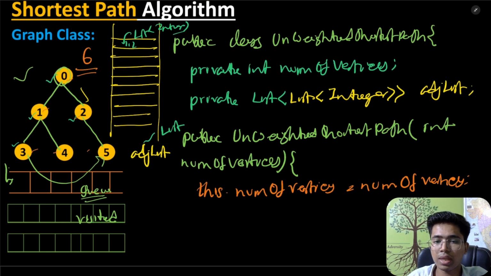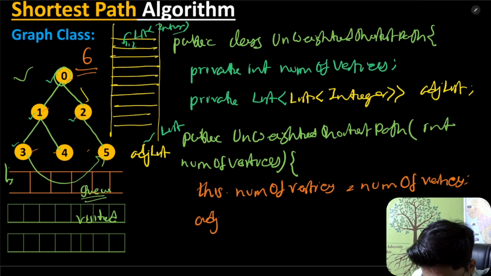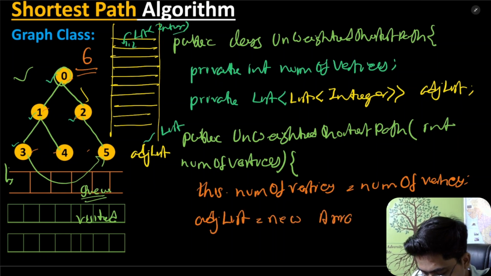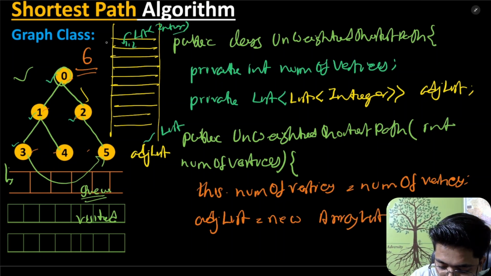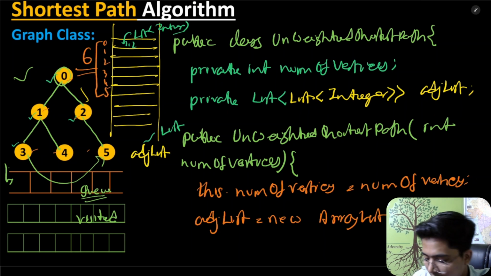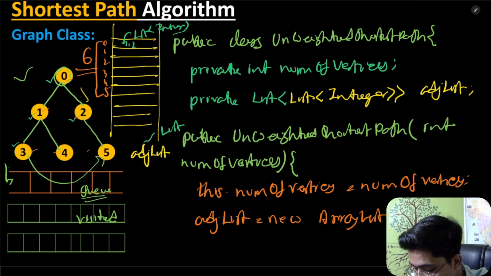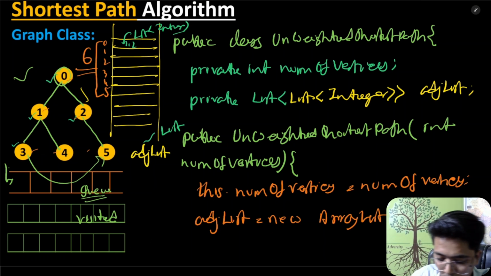We'll be initializing the values in the adjacency list for however many vertices we want to add. So we'll be initializing with respect to the data structure ArrayList. Adjacency list equals new ArrayList of number of vertices. That means we'll be storing 0, 1, 2, 3, 4, 5. So up to 5 we'll be creating the adjacency list. Okay, so now we have initialized it.